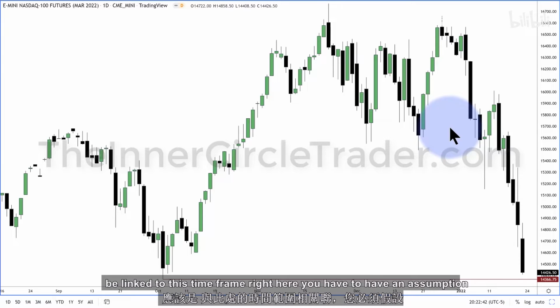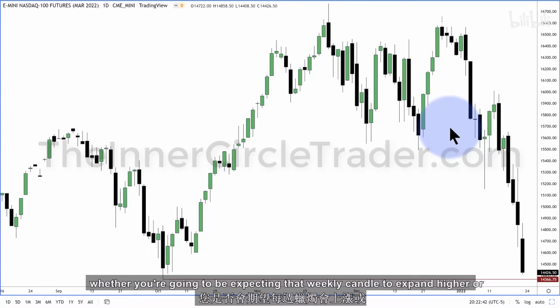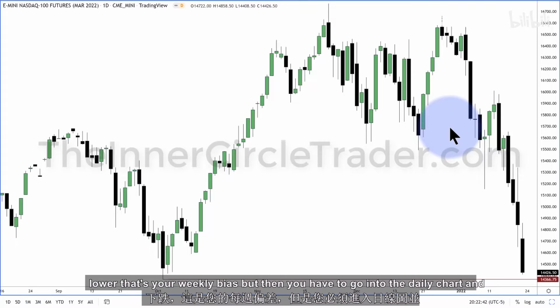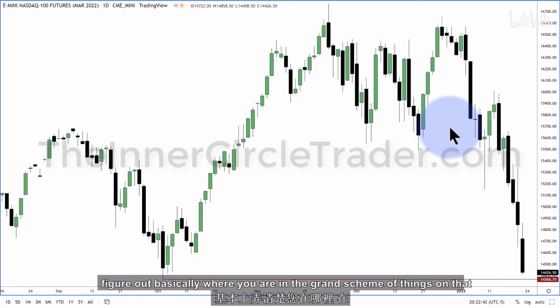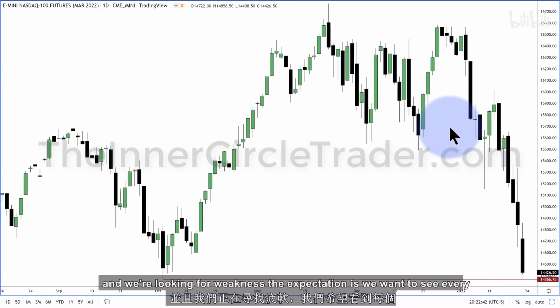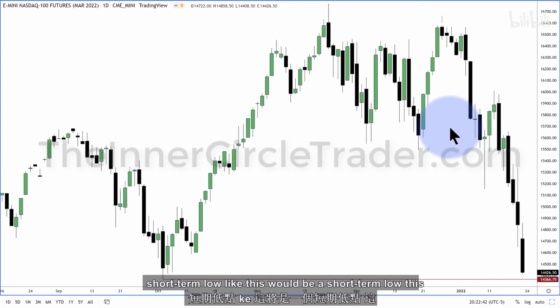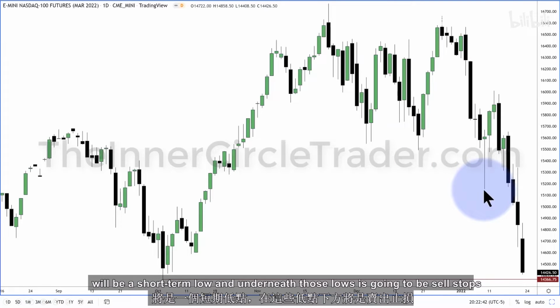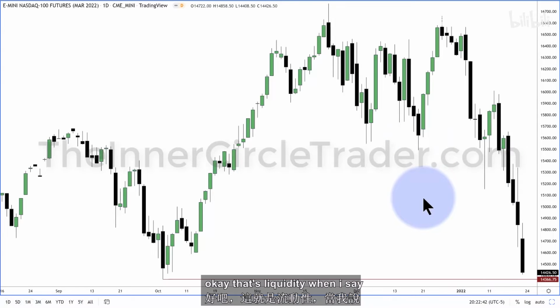You have to have an assumption whether you're going to be expecting that weekly candle to expand higher or lower. That's your weekly bias. But then you have to go into the daily chart and figure out basically where you are in the grand scheme of things on that weekly range expanding higher or lower. Because we're looking for lower prices and we're looking for weakness, the expectation is we want to see every short-term low, like this would be a short-term low, this will be a short-term low, and underneath those lows are going to be sell stops. Okay, that's liquidity.